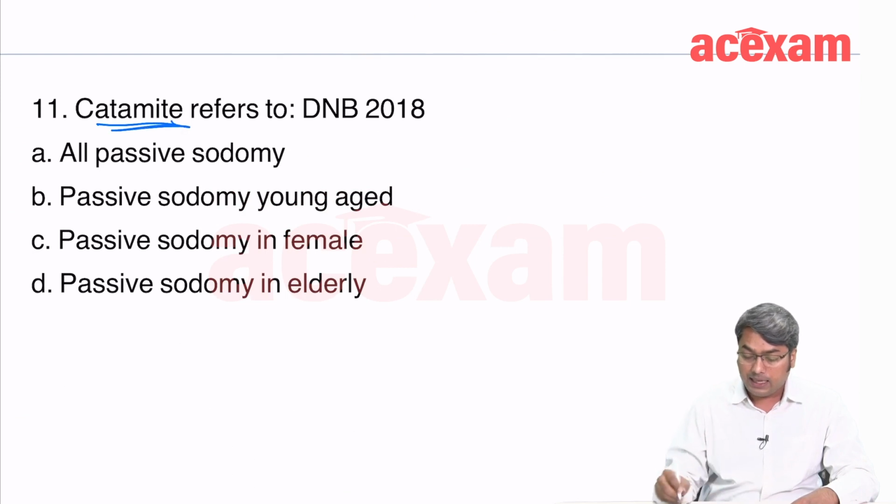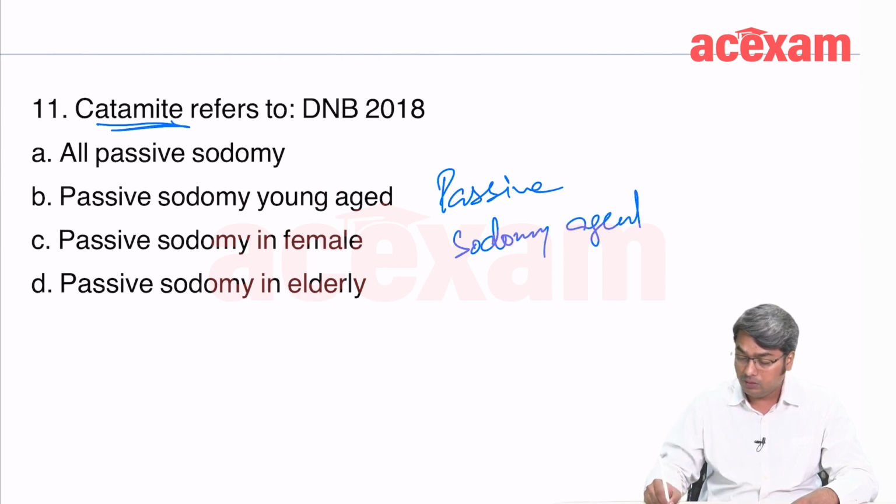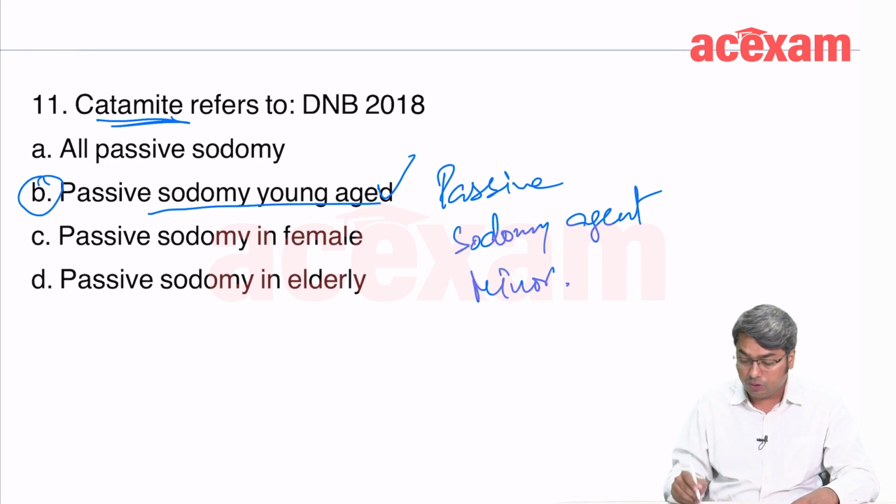Offences against children can be covered by POCSO. Catamite. Who is a catamite? A catamite is a passive sodomy agent who is a minor. That is known as a catamite, passive sodomy of young age. Okay. When it is passive sodomy in the elderly, that is known as gerontophilia.